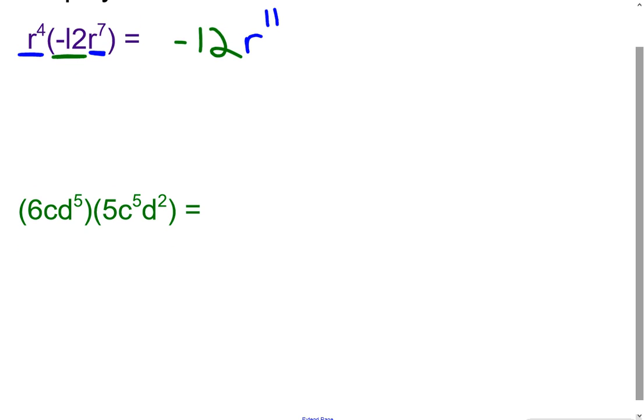My next one, again, I'm going to start with the numerical part, the 6 and the 5. We're multiplying.